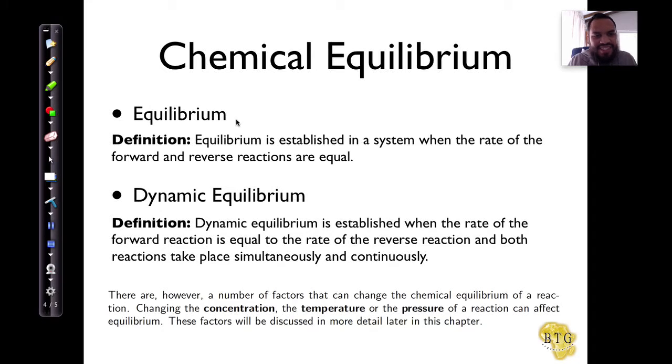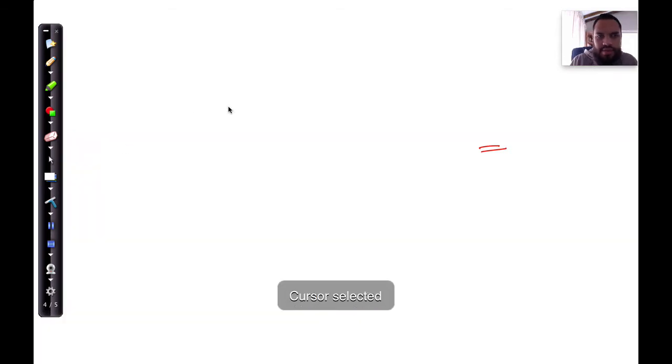And let's see what it says. It says equilibrium is established in a system when the rate, very importantly, we're now coming back to these things of rates, of the forward and the reverse reactions are equal. What does that mean? Okay, so let's look at that.